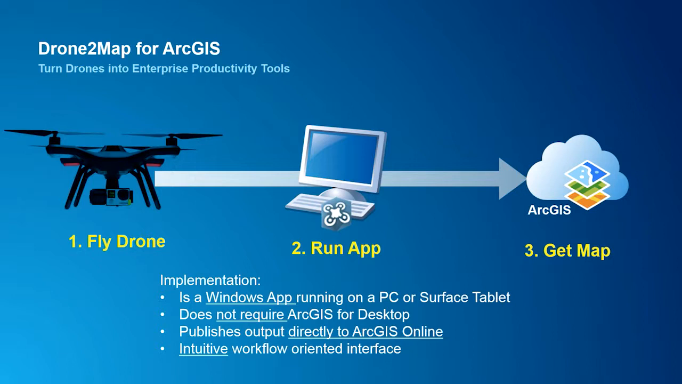The simple concept of operation here, shown on this slide, or CONOPS as we like to say, is a basic three-step process. Number one, fly the drone. Two, run the app. And three, get a map. The implementation is equally simple and straightforward. It's a Windows-based app that runs on a PC or a Surface tablet. A lot of people don't understand this, but it does not require ArcGIS Desktop. In other words, this is not a plug-in. This is a standalone, clean and simple app.